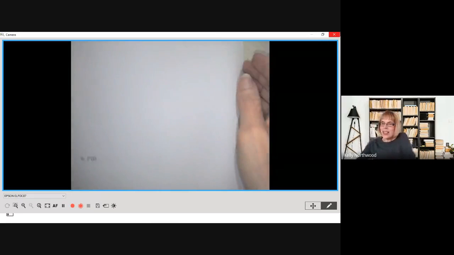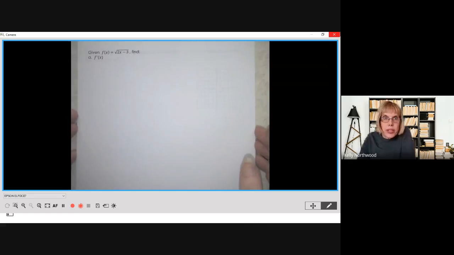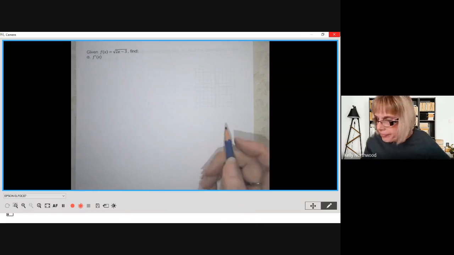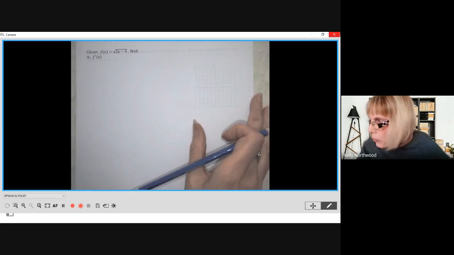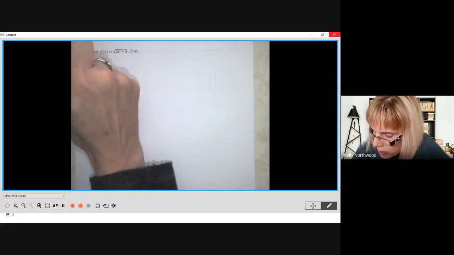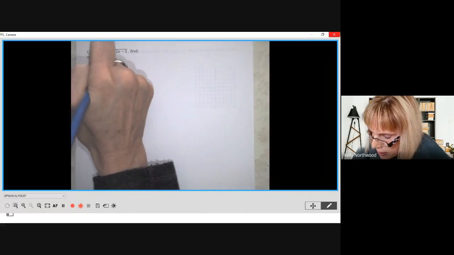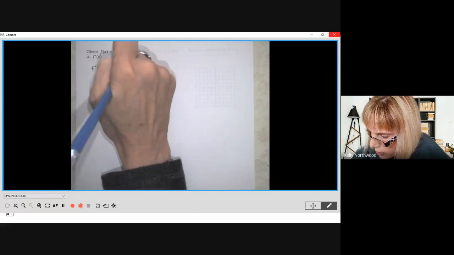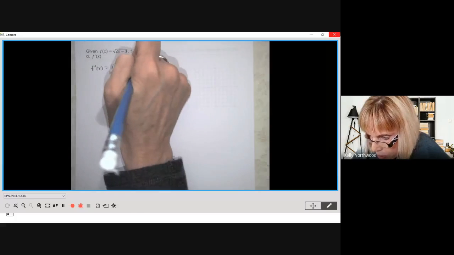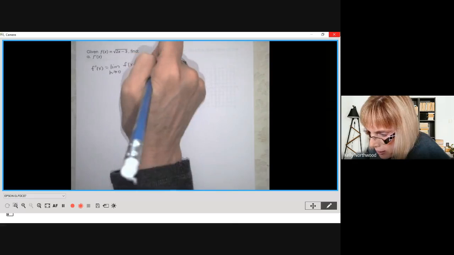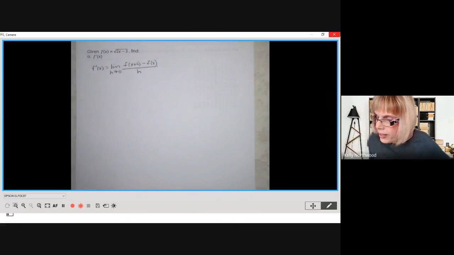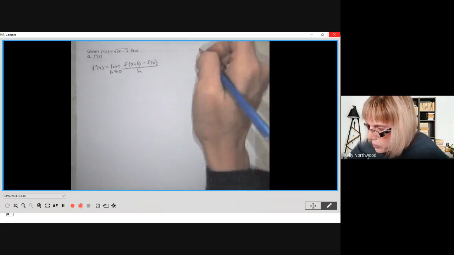All right, so given f(x) equals the root of 2x minus 3, find f prime of x. We're going to use our f prime of x formula. So f prime of x is going to equal the limit as h approaches 0 of f(x plus h) minus f(x) over h. And then we'll find those things.